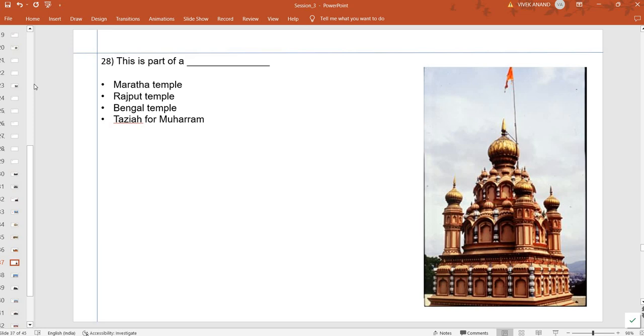So how can you differentiate that this is not a Tazia? It has the saffron flag, and you cannot see a red flag on a Tazia. Okay, so the right answer is Maratha temple.